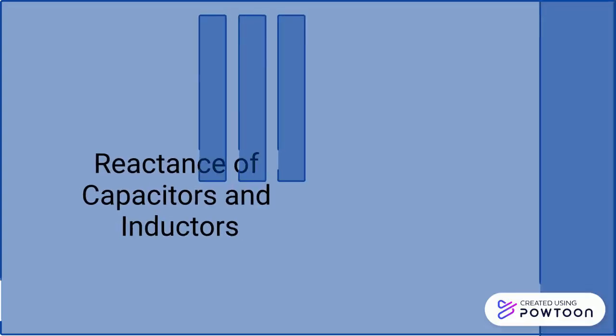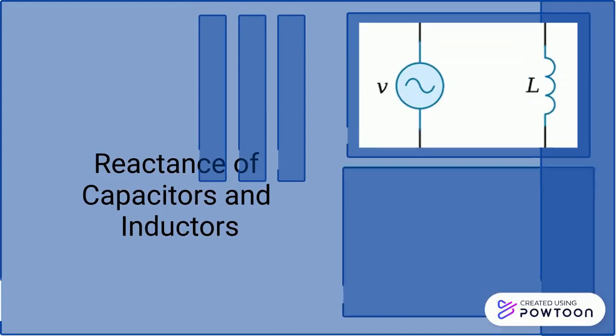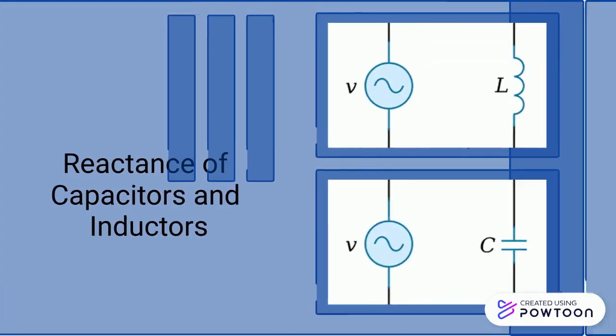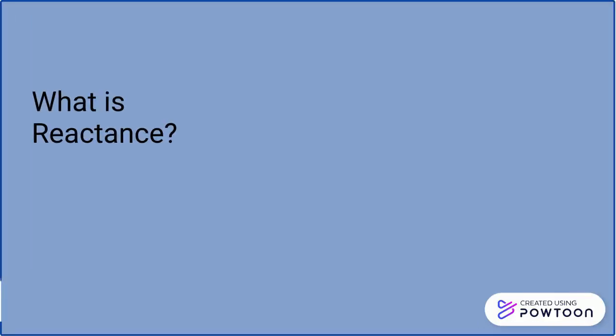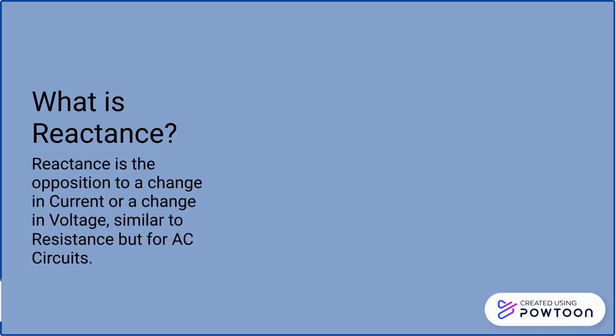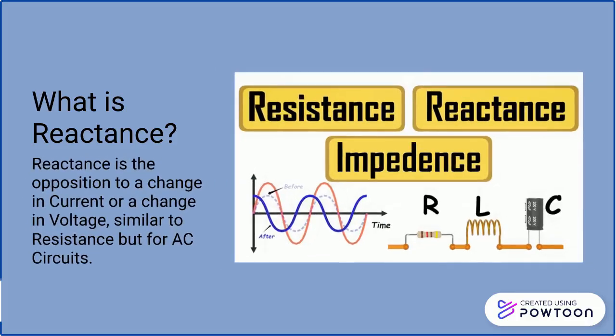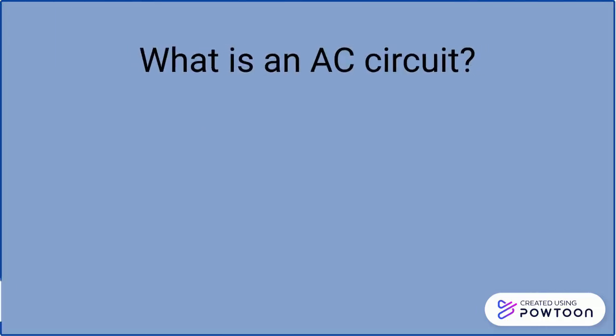Today I'd like to take you through the topic of reactance of capacitors and inductors. Let's start off basic. What is reactance? Reactance is the opposition to a change in current or voltage, similar to resistance but in the case of AC circuits. I compare it to resistance because I like to think the two topics go hand in hand. More on that later. For now, let's delve deeper into what an AC circuit is.